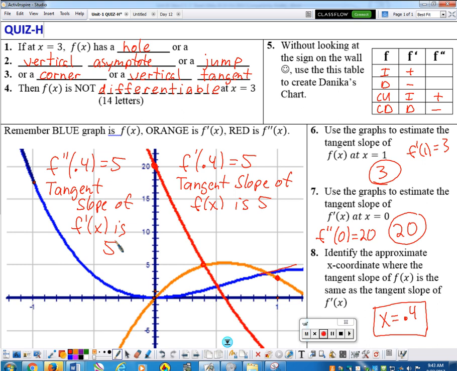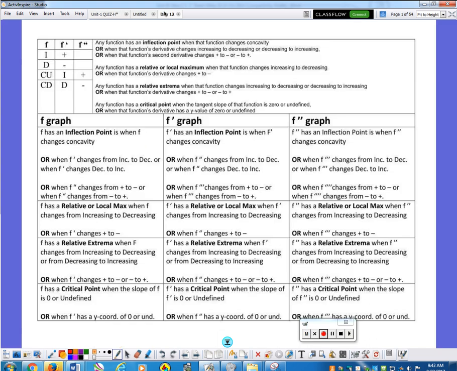And it's specifically why, like, look at that chart I just gave you. Danika's chart. Look right here. So a function is concave up when the tangent slopes of that function, well, the y values of f prime each represent the tangent slopes of f. So when the tangent slopes of f are increasing, that's what causes f to be concave up. That's all I've done. In fact, this whole sheet is like Danika's chart in word form.